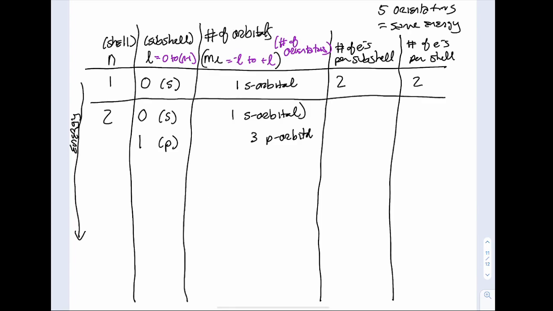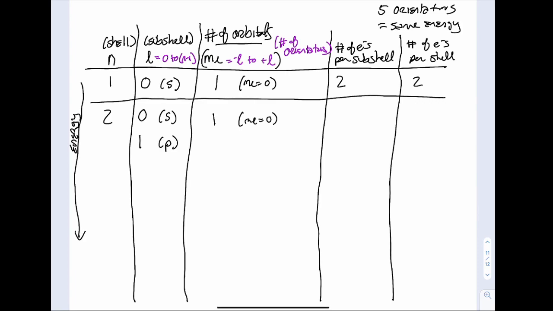The number of orbitals is going to be based on the number of orientations, which is based on our number of values. We're just going to run out of room, and when we actually do our diagrams in a minute, this is going to be the more useful way for the table. So I have 1, and then in parentheses, m sub L is 0. Here I have 1, m sub L is 0. Here I have 3. Those are all going to be degenerate. They're all going to have the same energy. Okay, sorry about that.